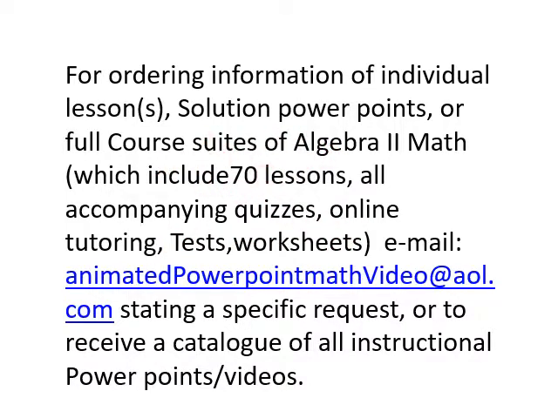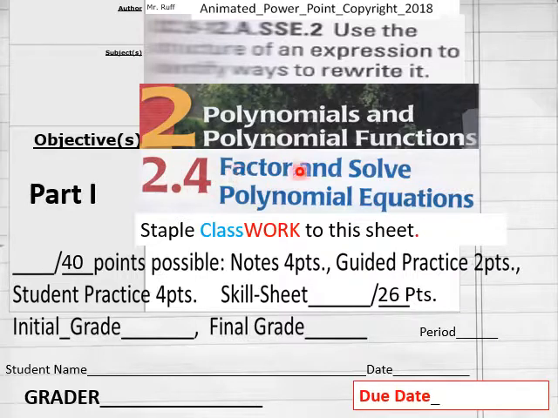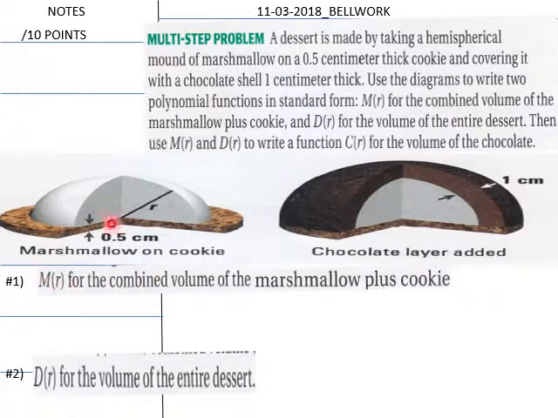This is 2.4, factor and solve polynomial equations. We have a skill check at the end of part 1 of 26 points. And then we have notes.